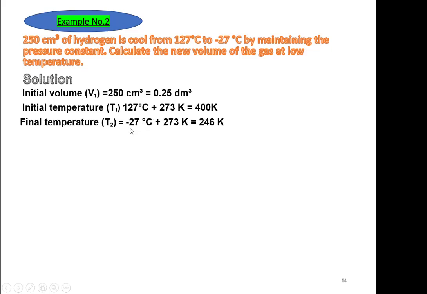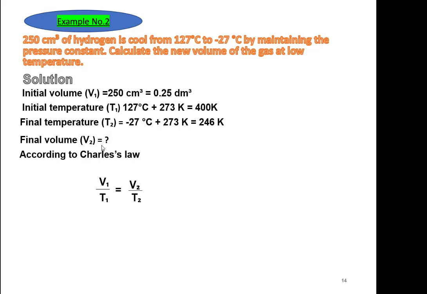Now the final temperature is minus 27 degrees centigrade. As it is given in degrees centigrade, we convert into Kelvin by adding 273. The answer is 246 Kelvin. We have to find the final volume V2. We can find it according to Charles' law: V1 over T1 is equal to V2 over T2. By cross multiplication, V2 is equal to V1 into T2 divided by T1.